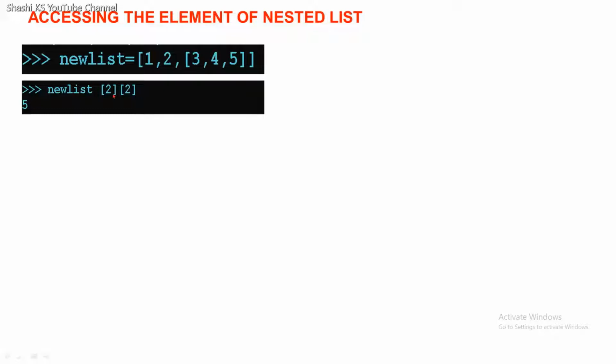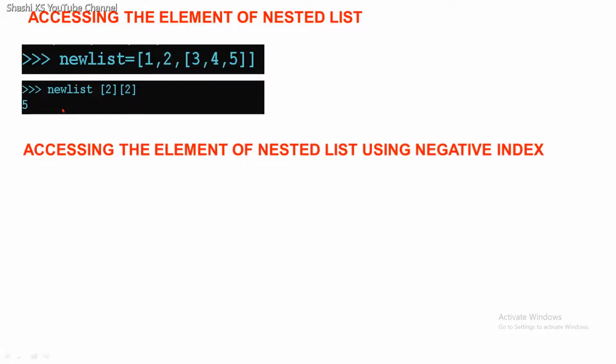If you want to access the element 5, then the index of this element 5 within this list is 0, 1, and 2. So again, I give 2. Now it will return the element 5 for me. This is how you access the elements of a nested list in Python.